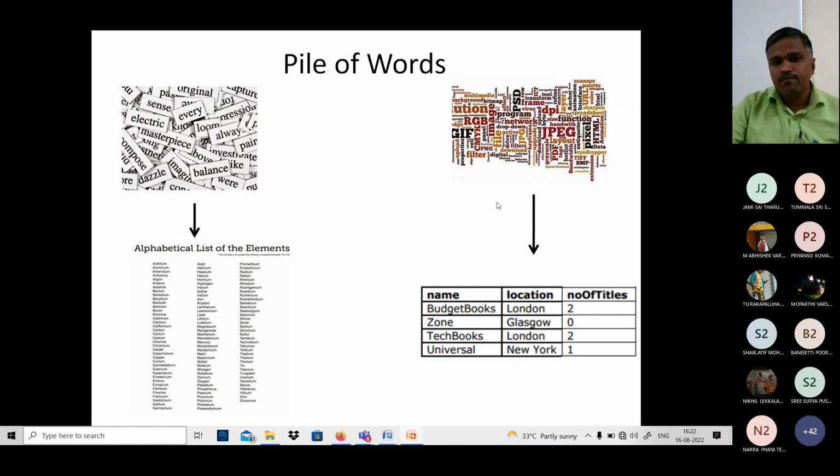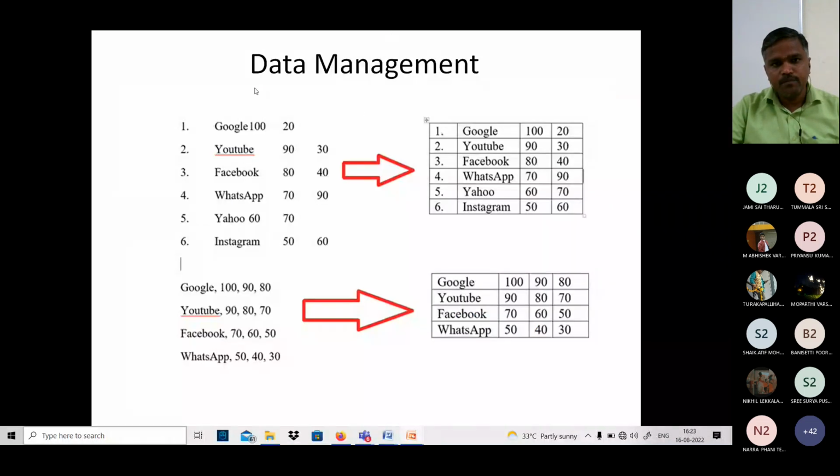To avoid that, we may use a table format. So this is another kind of structure. From this, what we can conclude is that the data can be arranged in some structure, organizing the data in memory locations and managing the data, and also stored in different formats. So here we are talking about data management.